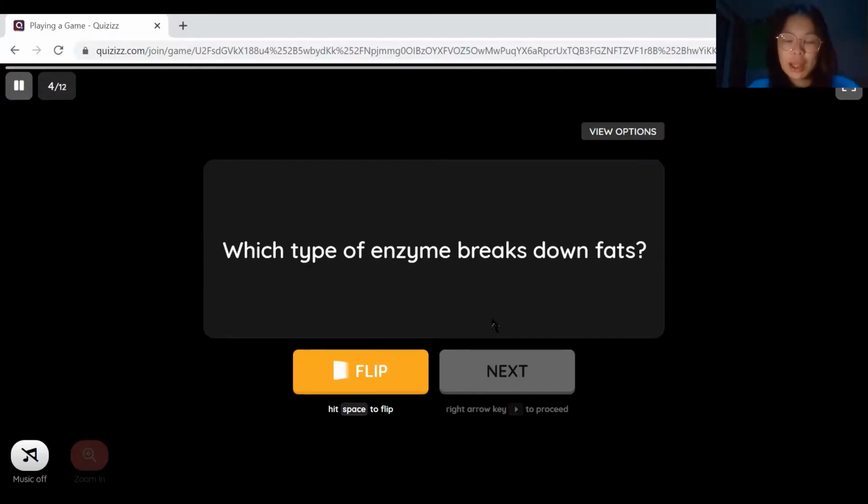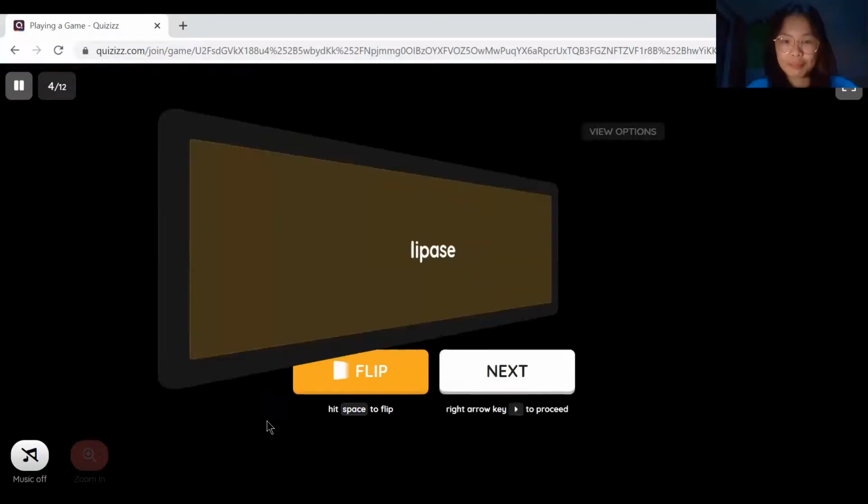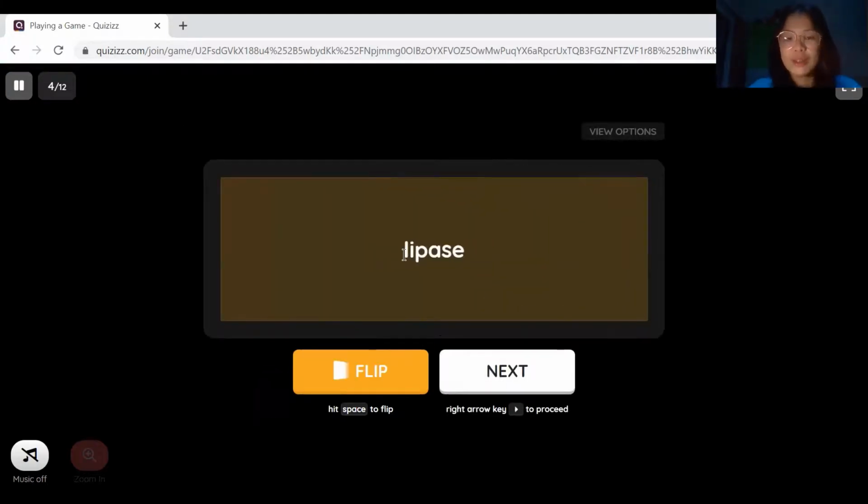The next question, which type of enzyme breaks down fats? So a little hint maybe would help. Fats would be broken down into fatty acids and glycerol. So which type of enzyme helps the fats break down into their smaller monomers? I'll be flipping it now. I hope you guys are locked in. Lipase. As well, like the protease, lip means lipids. Another word for fats is lipids. So yeah, lipase and lipids.